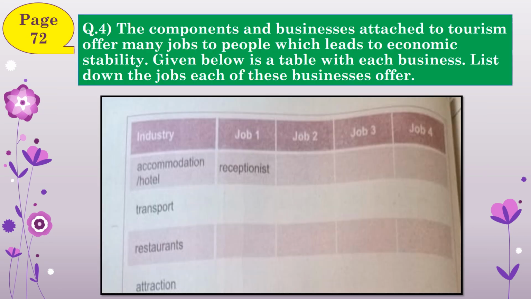Now we're on page 72, and here's question 4. Question: the components and businesses attached to tourism offer many jobs to people, which leads to economic stability. Given below is a table with each business. You have to list down the jobs that each of these businesses offers. Let's understand what this means. Tourism is not just about travel. It creates many job opportunities. Pause the video and try to complete the table in your book. Once done, let's move on to the answers.